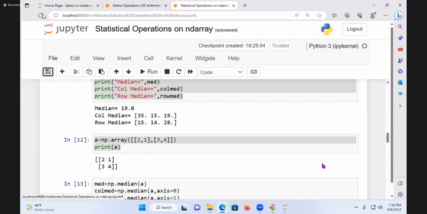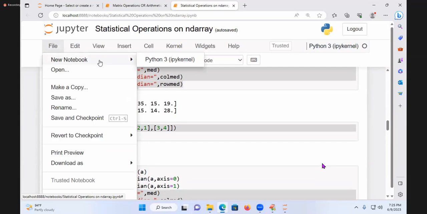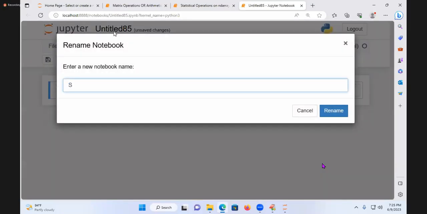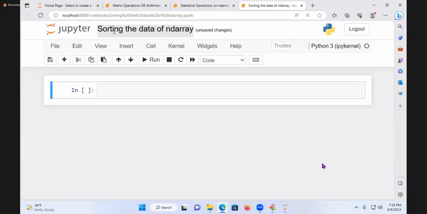Statistics elements. Now I am talking about one small description here. Take care. Now I am going to say very simple information. Sorting the data of ND array. Some miscellaneous information I am going to explain. So take care, students. Easy.